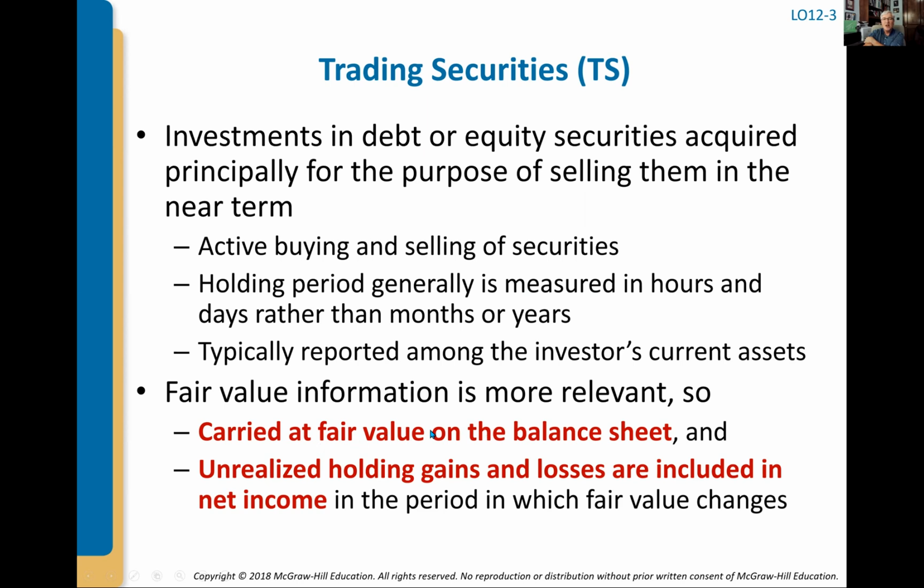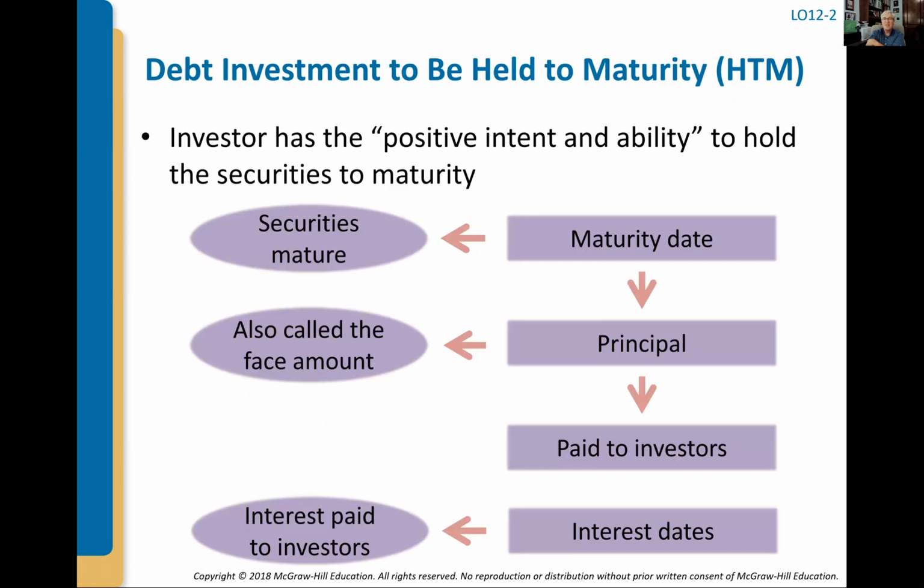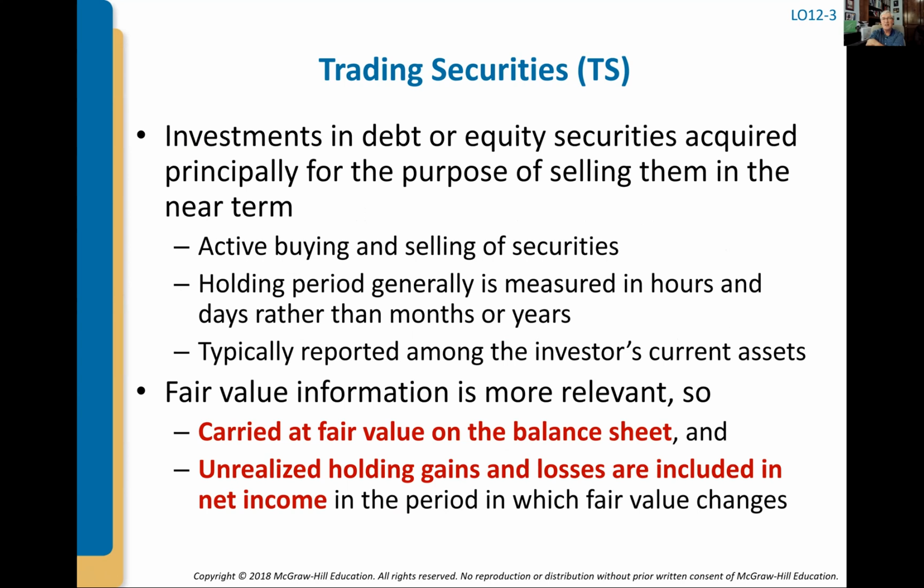And so these are carried at fair value, and the unrealized gains and losses are included in net income in the period. Every time the fair value changes, there's going to be an impact to net income. And by the way, are these current or long-term? Well, if we're trading them in hours and days, clearly these are going to be in current assets. In contrast, held to maturity are going to be in non-current assets.